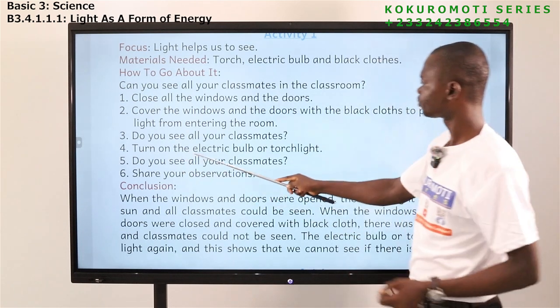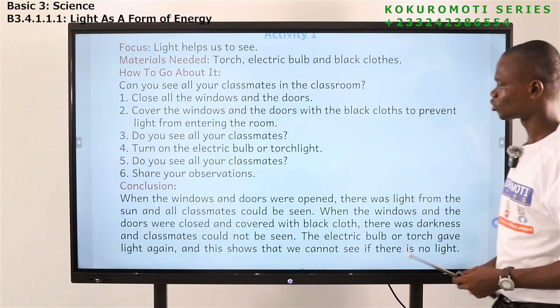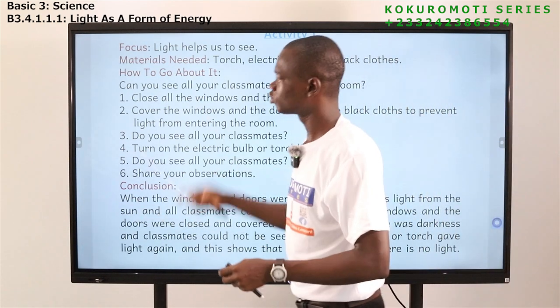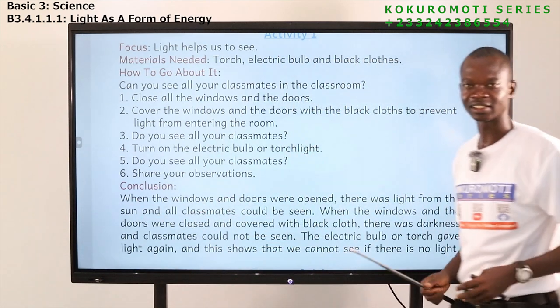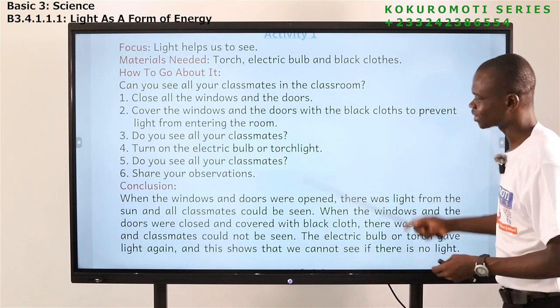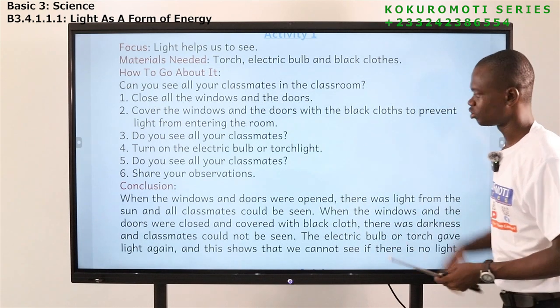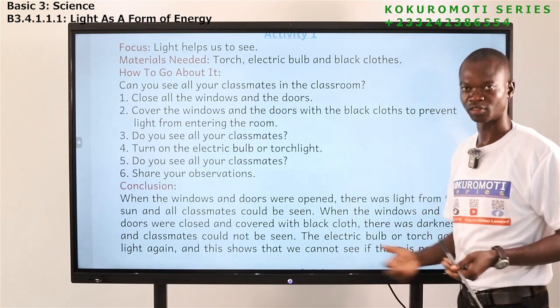Now, turn on the electric bulb or torch light. So after that, go back and then turn on the light. And let's see what will happen. Do you see all the things or all your classmates? Yes. So you share the experience and your observation. You share your observation with your friends.